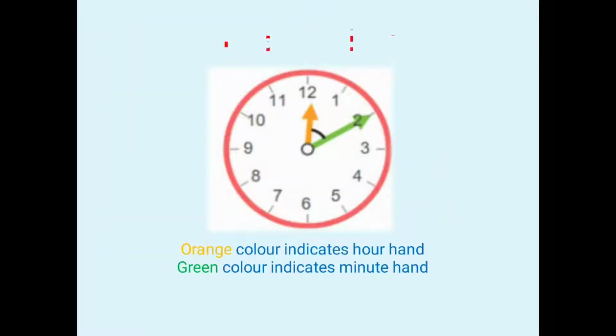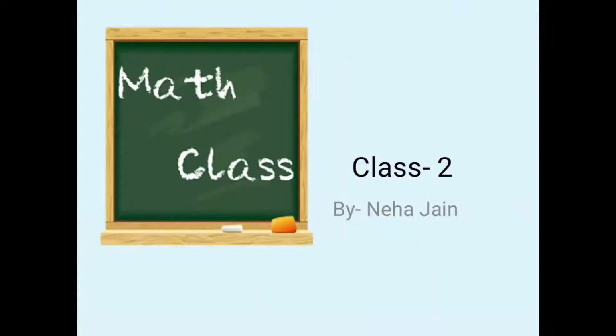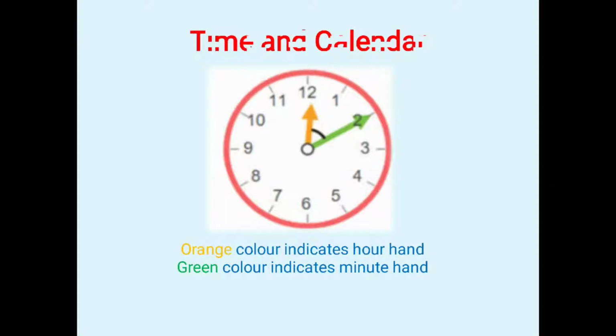So today we are going to learn about time and calendar. What we are going to learn? Time and calendar. See, what is this? This is a clock. In a clock there are numbers from 1 to 12 and between each number there are 5 minutes. Totally there are 60 minutes.